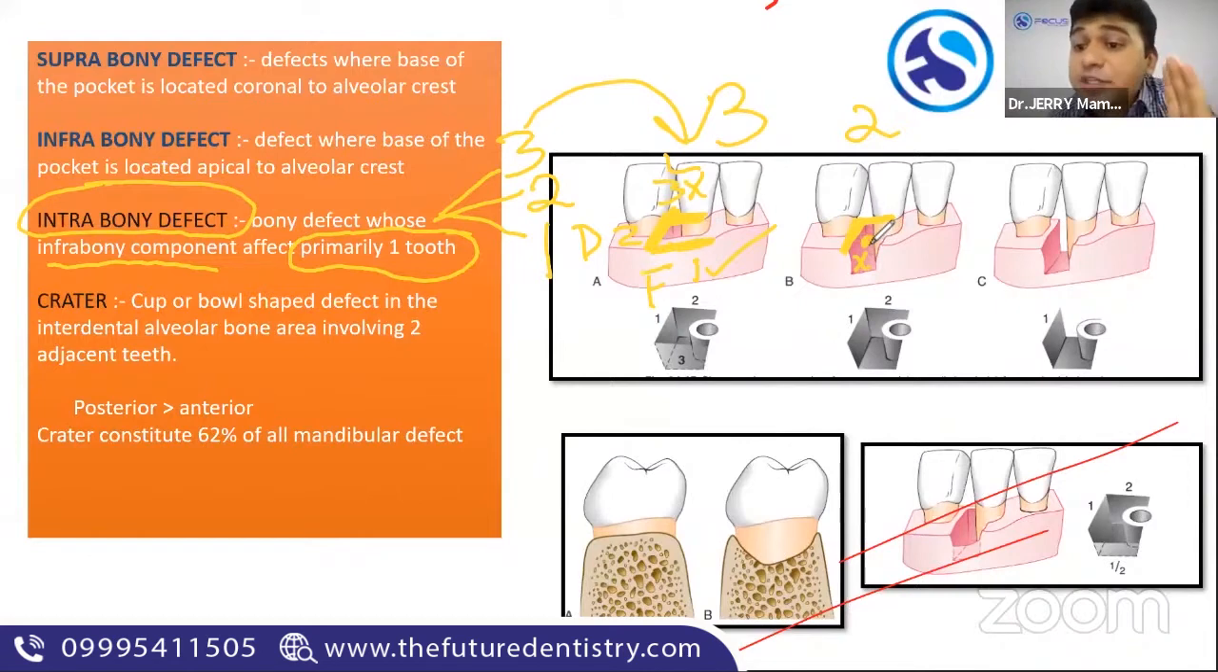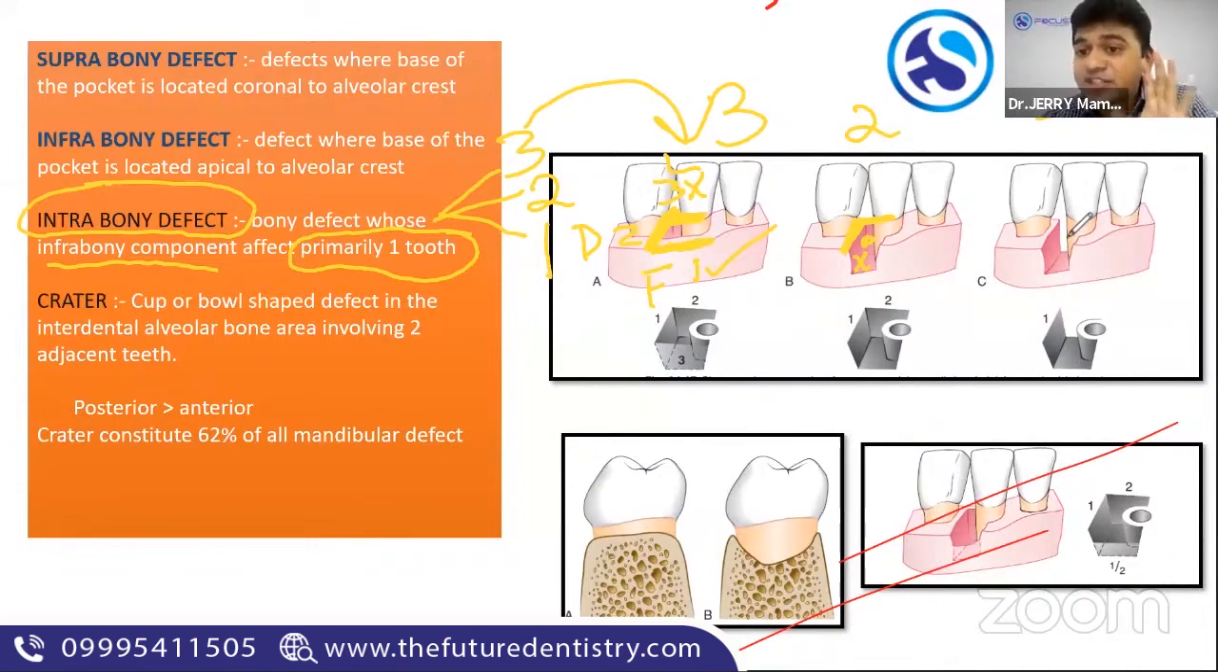Okay. And then coming to the final one, that is the one wall defect. It is very simple. There is only one wall remaining. Which wall is remaining? Very good. Somebody has put lingual. Can you see a gap there? Lingual is gone. Only one wall is remaining. That is the distal wall.